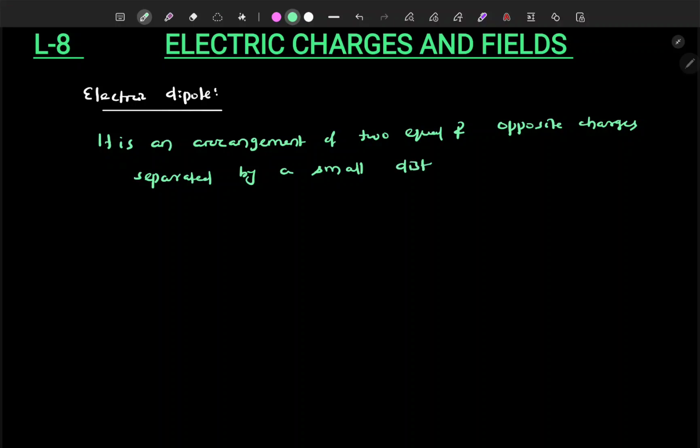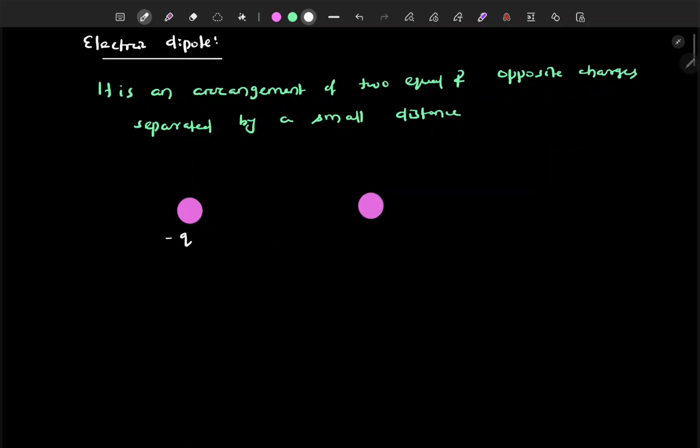Okay, so if you want to draw the diagram, then the diagram will be like this. Suppose these are the two charges, one having charge minus q, another having charge plus q. So two equal and opposite charges separated by a small distance. Their center to center separation, let it be 2a. So 2a is called the dipole length.